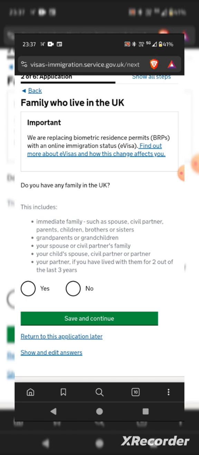Remember the UK is having issues with immigration now because of this whole thing going on around immigration. It's a tax, a burden on taxpayers and all those things. No country wants people who are coming to the country. It's expensive and all of that stuff. So be honest. Do the right thing. So if you have family living here legally, put it. If you don't have, take no, save and continue.